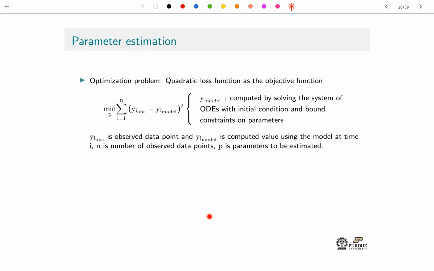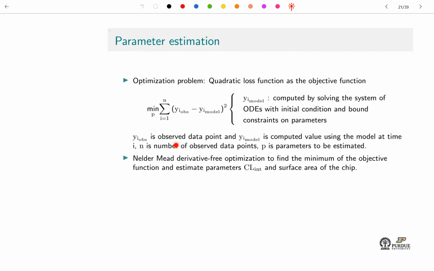Now, how do we formulate the optimization problem? How can we estimate the parameters? A quadratic loss function is the objective function here. We minimize over P the sum of yi observed minus yi model, whole square. Here yi observed is the observed data, the plasma time series data that we have, and yi model is computed by solving the ODEs with initial conditions and some bound constraints on the parameters. This is the optimization problem, where n is the number of data points.